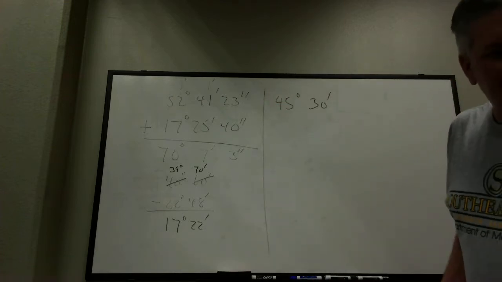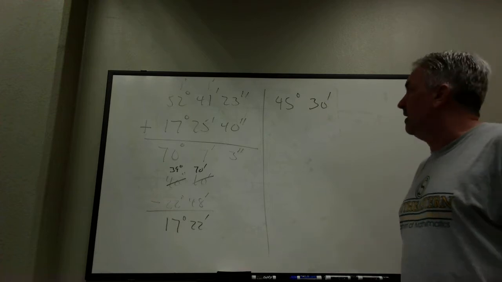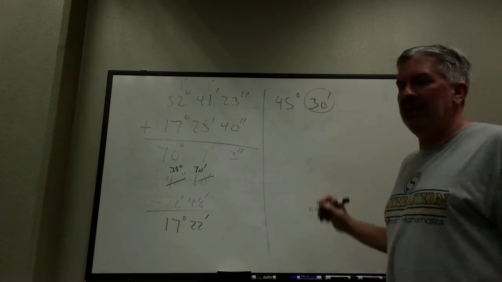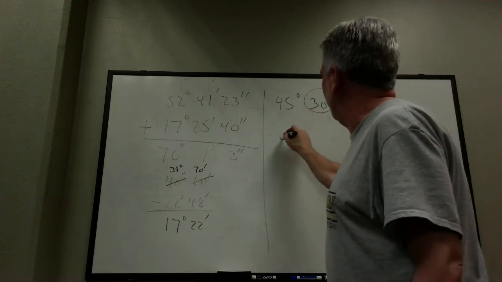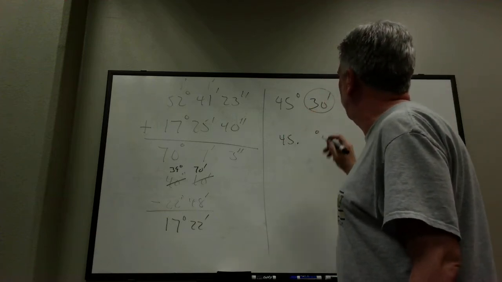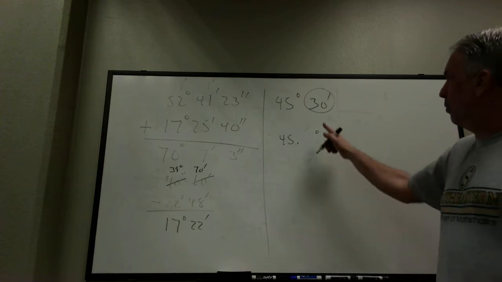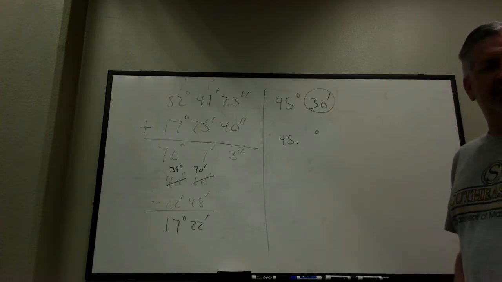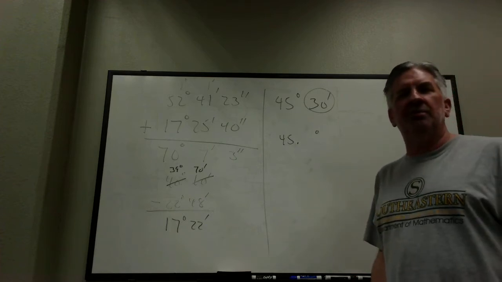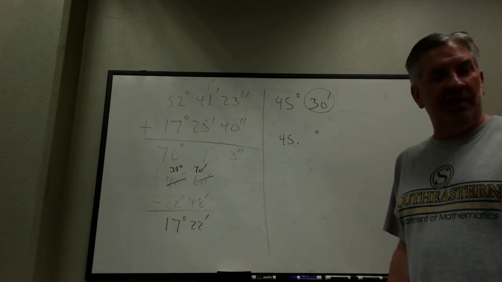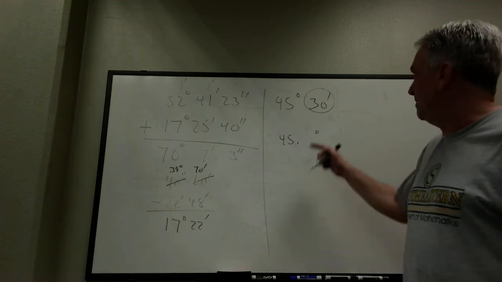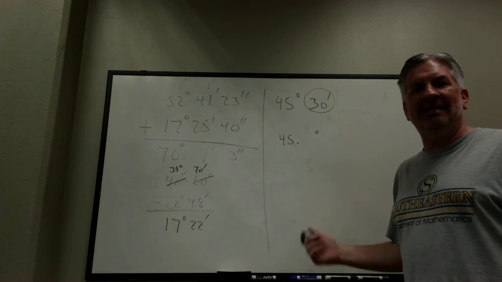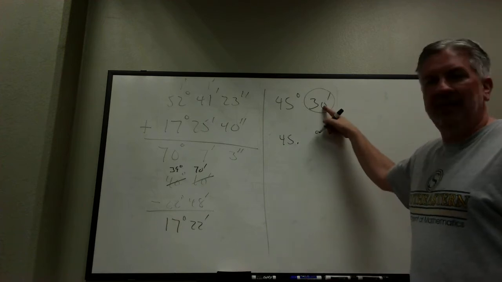But notice the instructions say convert to decimal degrees. So they only want degrees here, and so instead of saying 30 minutes, you want this as a decimal. So the final answer is 45 point something degrees. So the question is, what decimal is 30 minutes of a degree? There's no work to do here. I just wanted to introduce you to the idea of the instructions. Convert to decimal degrees, okay? They mean get rid of the minutes. Well, how many minutes are in a degree? There's 60 minutes in a degree. 30 minutes is half of that.